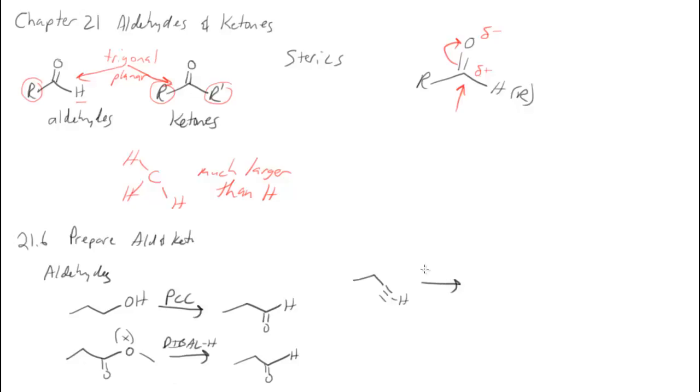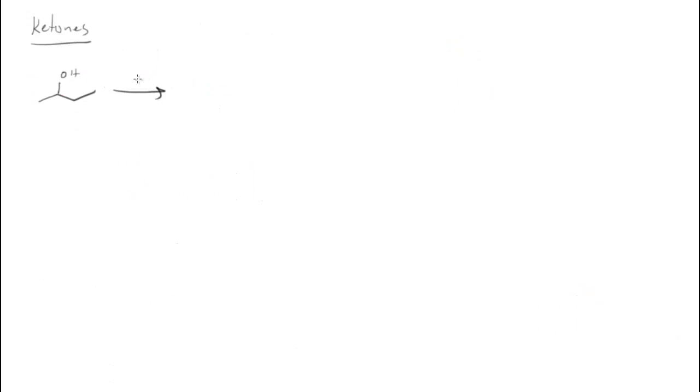Another reaction that we learned quite a long time ago is that if we do hydroboration oxidation, react first with borane, followed by hydrogen peroxide and hydroxide, that gives us the anti-Markovnikov alcohol. In this case would be an enol, which will not stay an enol, but will tautomerize to give the aldehyde. Now we've also learned several methods to make ketones already.